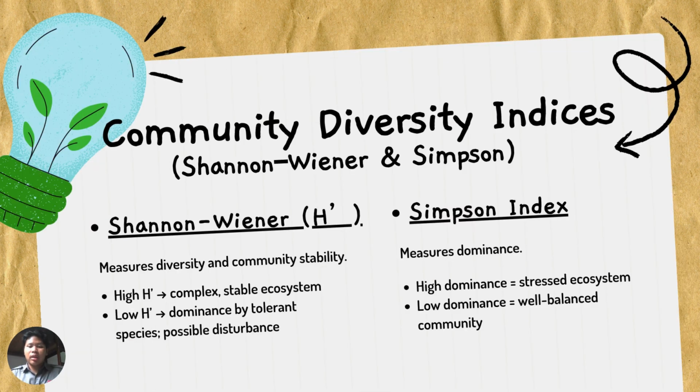For the first biological indices, there are community diversity indices. The Shannon Wiener and Simpson indices measure community diversity and stability. A high Shannon index indicates a complex and stable ecosystem. Low values suggest dominance by tolerant species, signaling disturbance, and the Simpson index focuses on dominance. High dominance often reflects ecosystem stress. These indices help us understand how balanced or disrupted a community is.